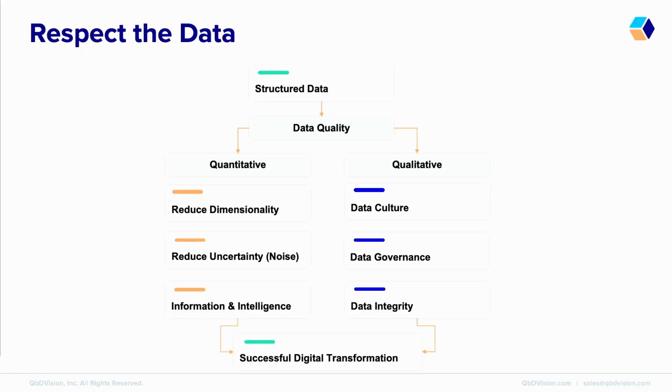So it's important to respect the data from our perspective, and it starts with structuring it. Structuring it can drive data quality in two ways. From a quantitative perspective, as we talked about, you can reduce dimensionality, you can reduce the uncertainty, and you start to really pull out the information and intelligence you need to drive digital transformation successfully. From the qualitative perspective, you build a data culture around structuring your data. And then that drives data governance, and then that drives data integrity, which is the other side of the coin for successful digital transformation. You can't get to the end without both sides of the coin.